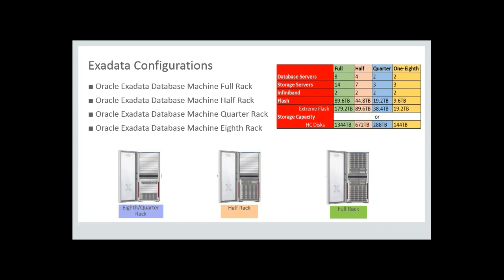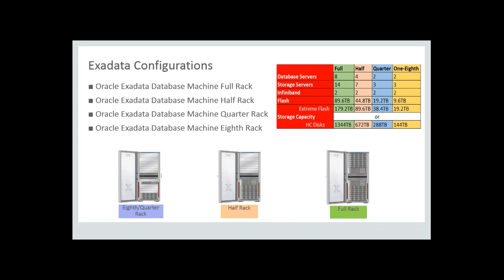In the quarter rack, you get 2 database servers and 3 storage servers, and in 1/8 again you get 2 database servers and 3 storage servers. So you can see that the configuration, that is the number of database and storage servers in quarter rack and 1/8 rack, is the same. So then what is the difference between a quarter rack and 1/8 rack?